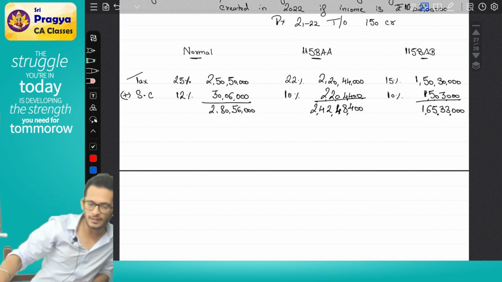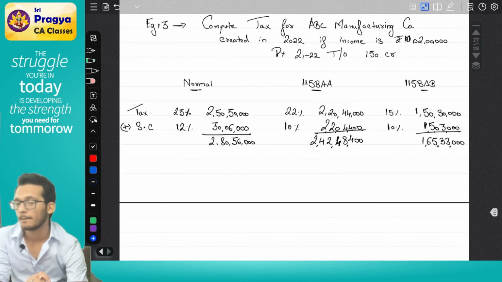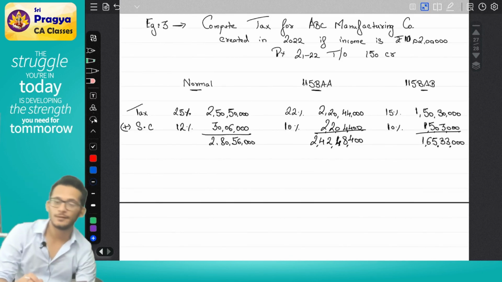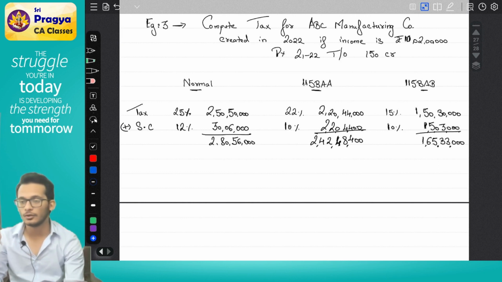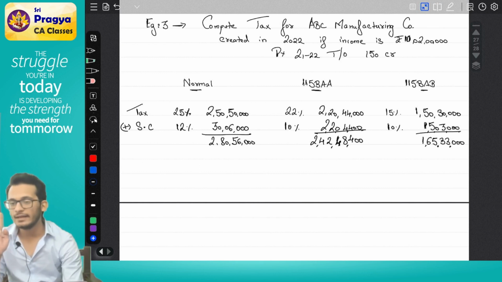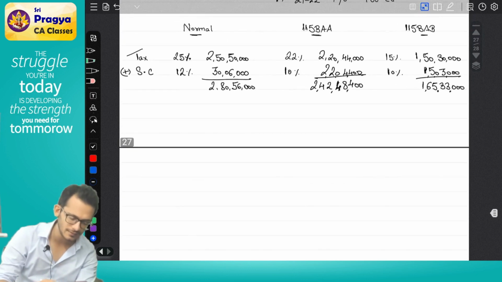Rahul, can I directly put my cess now? No. Why, Rahul? Because my income is 10 crore 2 lakhs, which is very close to 10 crores, which means you have marginal relief. Marginal relief for which one, Rahul: normal, 115 BAA, BAB? Normal. So you have to do a separate working, and I'm preparing a separate working right now.